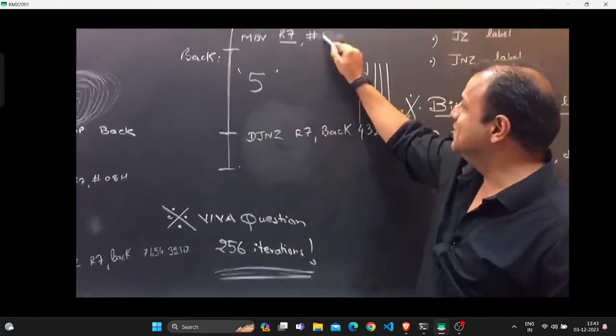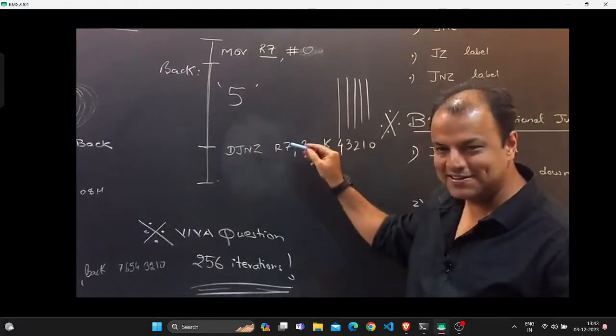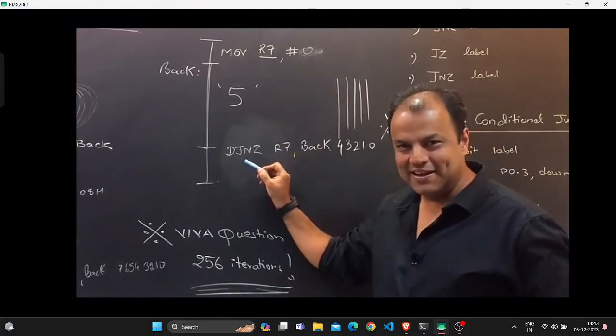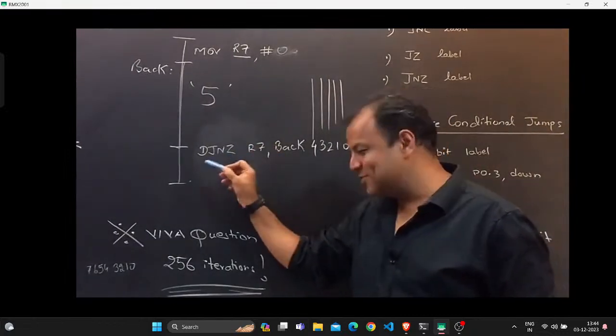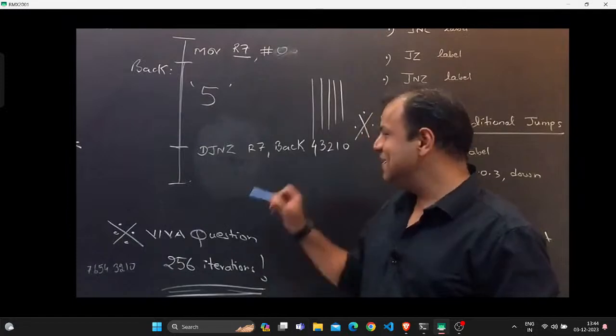You give a count of 0. You are still doing 1 iteration. Before you do any check or anything, you're still doing 1 iteration. So your 1 iteration is over. Then what is it? So read it. It's not JNZD. It is DJNZ. What does that mean? Full form: decrement and jump if not 0. First it will decrement, then it will check. Do you understand that? So it will decrement R7.